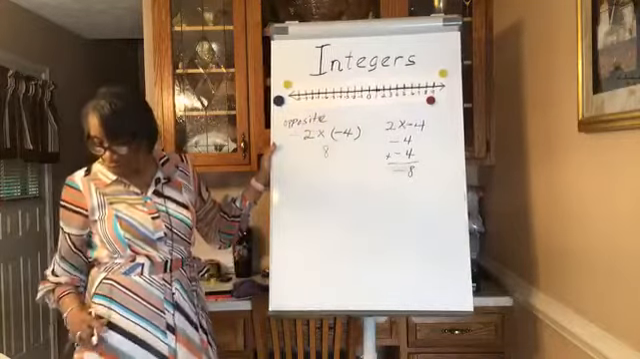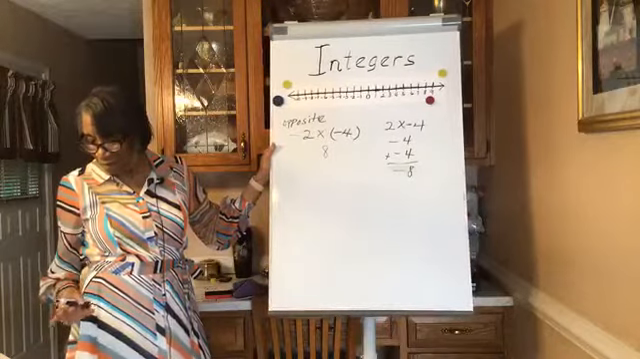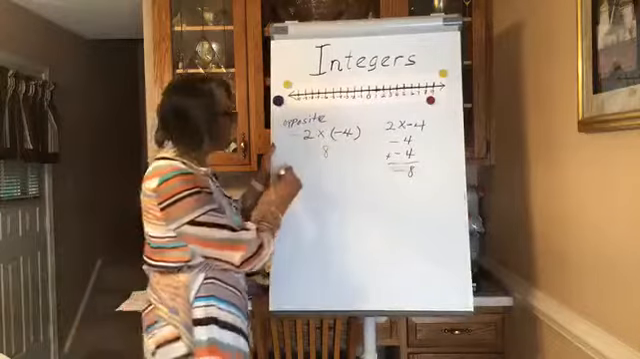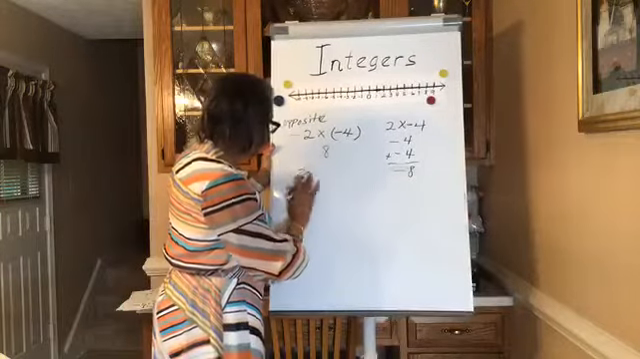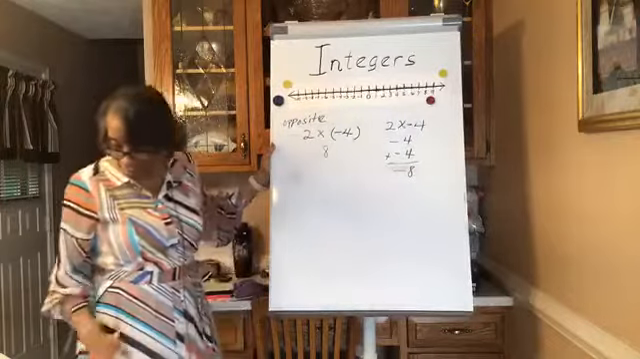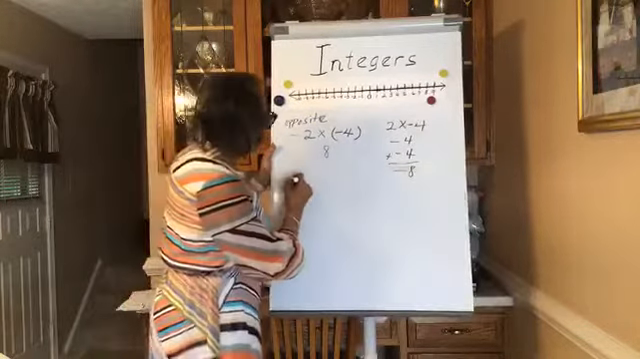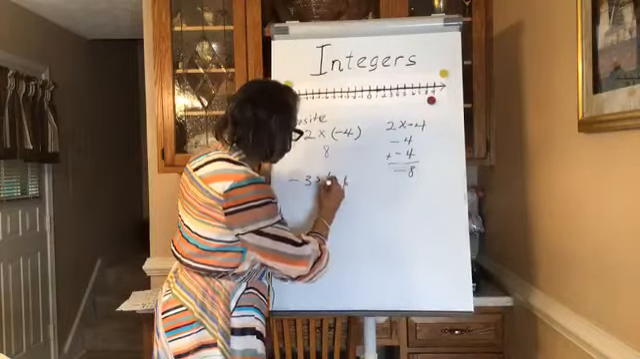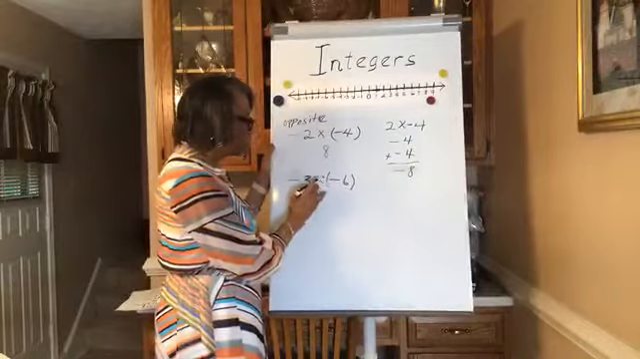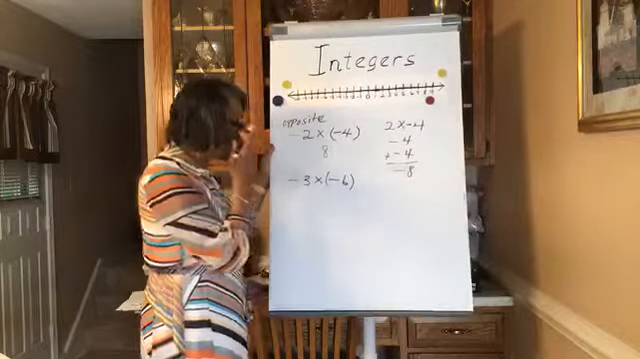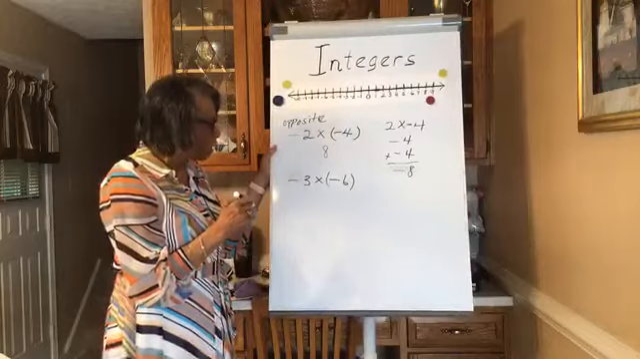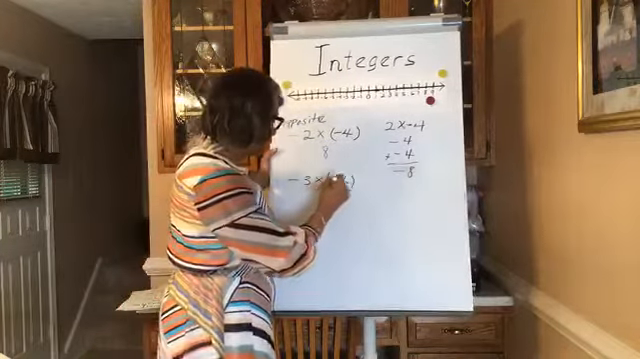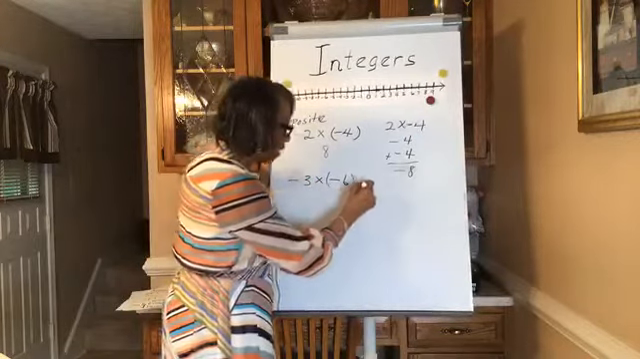All right, let's try another. You may not yet have that down pat. Let's stick with the negatives. Okay, let's do negative three times negative six. And I put that in parentheses so you won't have those two signs hanging out together and we won't get confused. All right, taking the same principle, we know that 3 times 6 is what? 18.